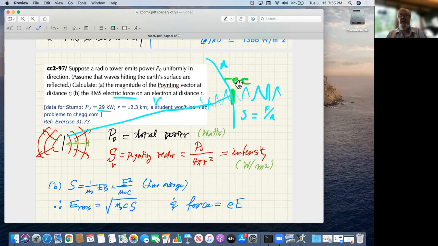You know, the electric field oscillates between negative alpha and positive alpha. So its average value is 0. But the root mean square average value will be alpha over the square root of 2. Because E squared is alpha squared, sine squared omega t. The average of sine squared is a half. So E squared RMS will be 1/2 the amplitude squared.